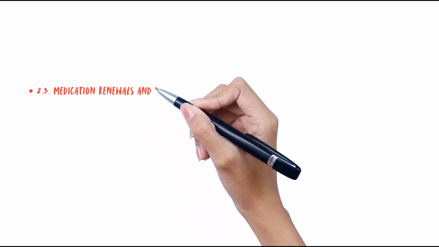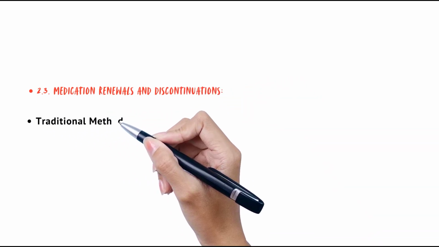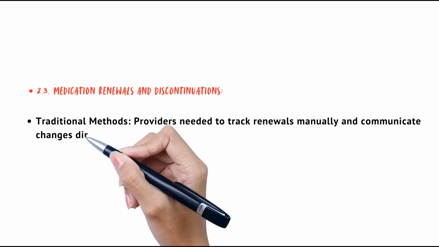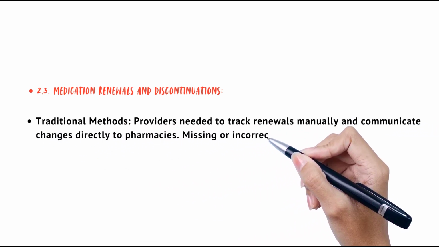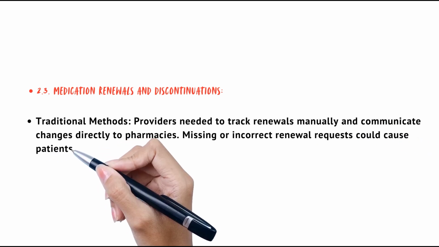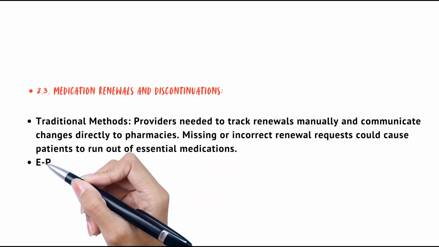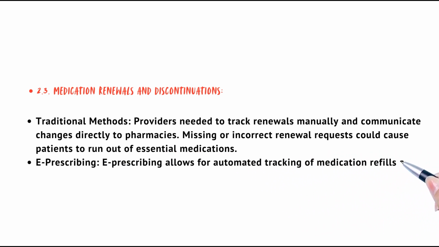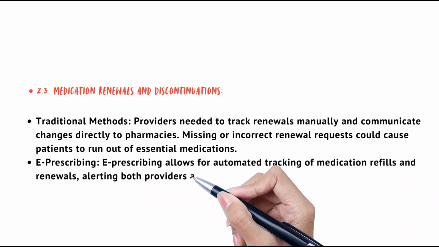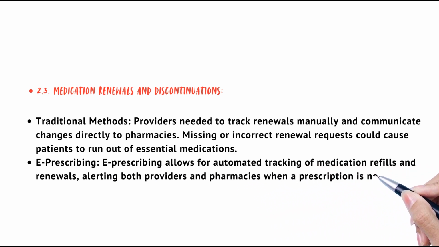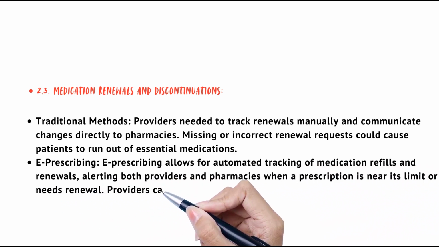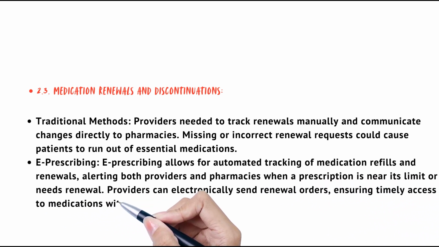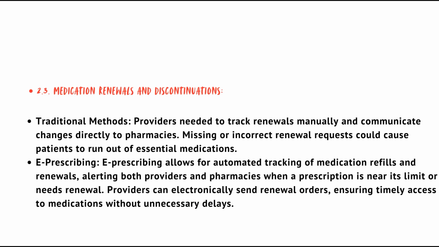2.3. Medication renewals and discontinuations. Traditional methods. Providers needed to track renewals manually and communicate changes directly to pharmacies. Missing or incorrect renewal requests could cause patients to run out of essential medications. E-prescribing. E-prescribing allows for automated tracking of medication refills and renewals, alerting both providers and pharmacies when a prescription is near its limit or needs renewal. Providers can electronically send renewal orders, ensuring timely access to medications without unnecessary delays.